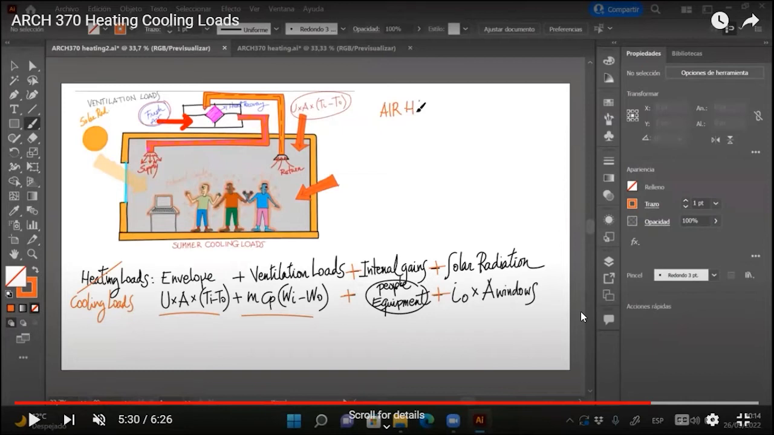Can I get rid of the solar radiation? I can. If I use an overhang or something like that, I can prevent the sun from entering the building. So this is what I have to do in summer. In summer, I should avoid solar radiation. Internal gains depend on people and equipment. So there's nothing I can do about it. Okay, get rid of people.